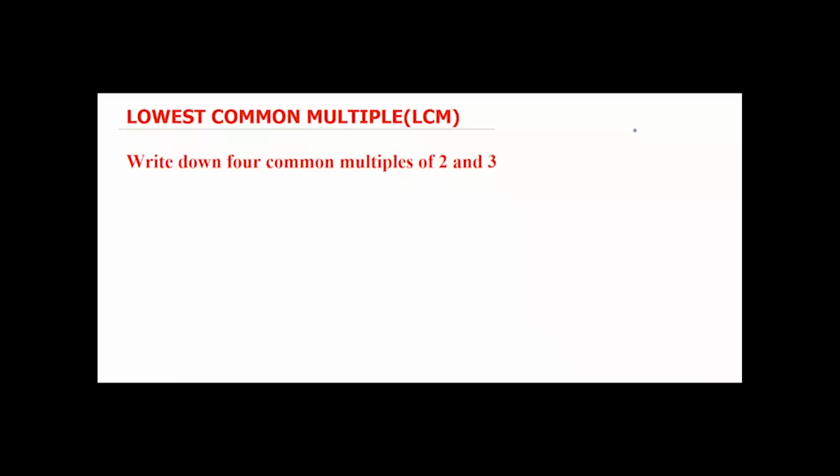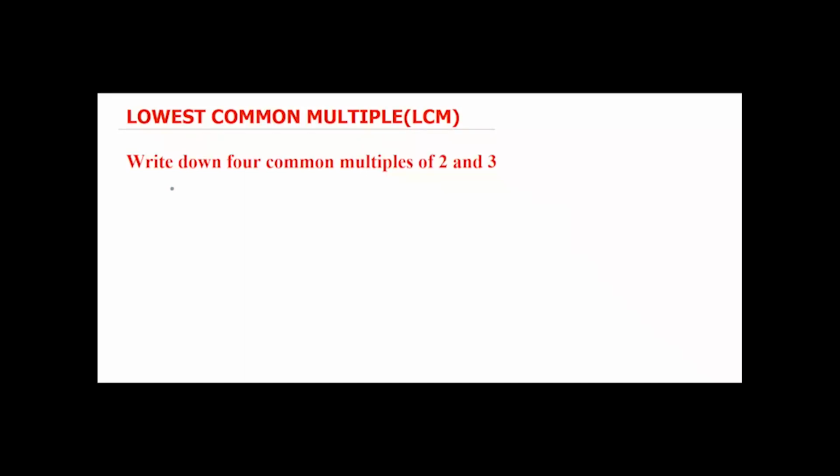In this video, I will show you how to get common multiples of given numbers as well as their lowest common multiple. So here you are asked to write down 4 common multiples of 2 and 3. So what you need to do is to list their multiples out and pick any 4 common multiples there. So let's start with multiples of 2. So you can do 2 times 1, 2 times 2, 2 times 3, and so on and so forth.